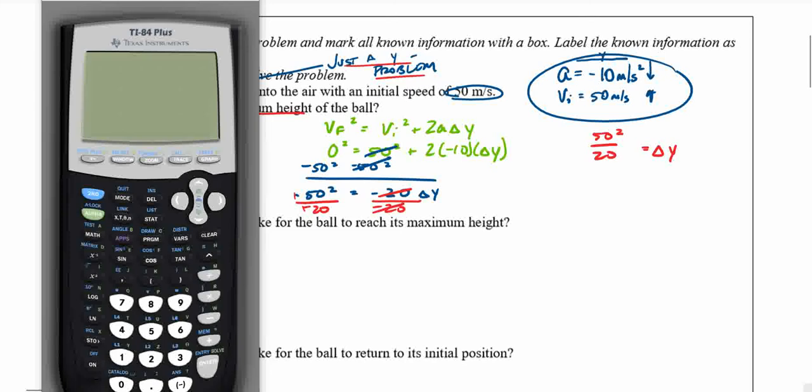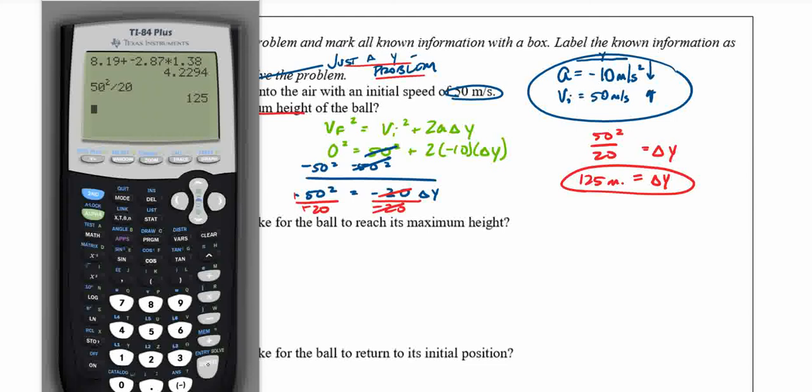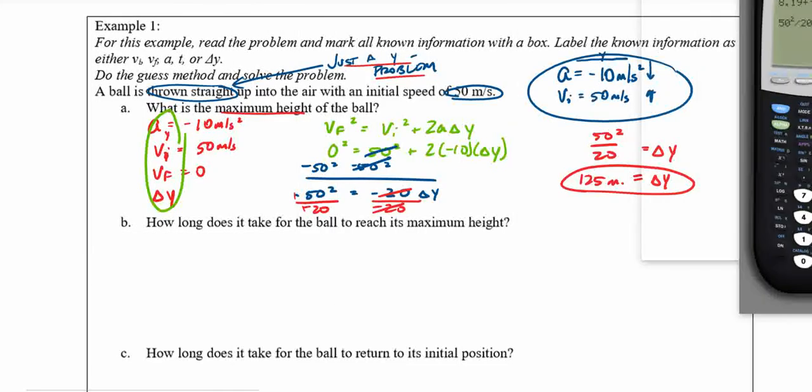So if we want to put that into our calculator, we can pull our calculator over here, and we can say, right, we've got 50 squared divided by 20, giving me a delta y of 125 meters. All right, that's one way to do an object thrown straight up. We have more examples of that.